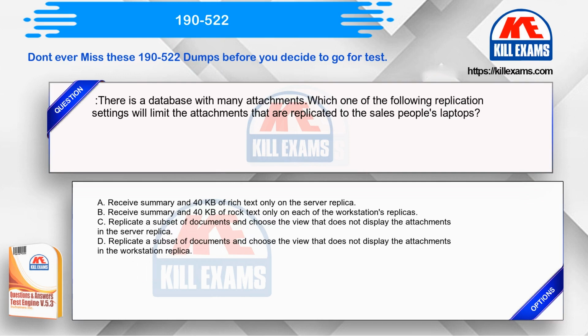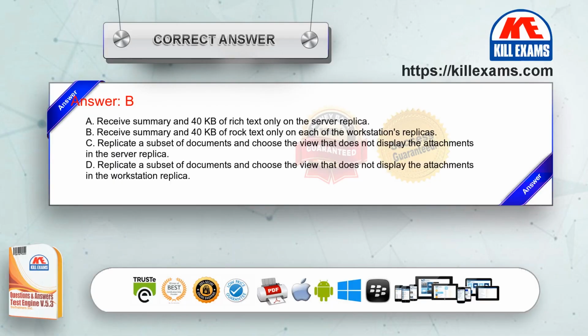Option C. Replicate a subset of documents and choose the view that does not display the attachments in the server replica. Option D. Replicate a subset of documents and choose the view that does not display the attachments in the workstation replica. The correct answer is option B.